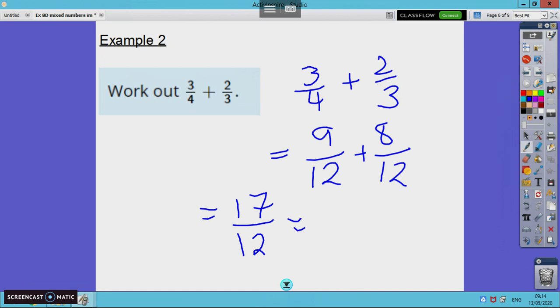We prefer usually to have our answers as mixed numbers. We don't want any improper fractions. So how many 12s go into 17? Well, 1 goes in, remainder 5, over 12. And that would be your final answer, making sure you've got it as a mixed number. Make sure you've got that copied down and that you're ready to have a go at some of the questions.